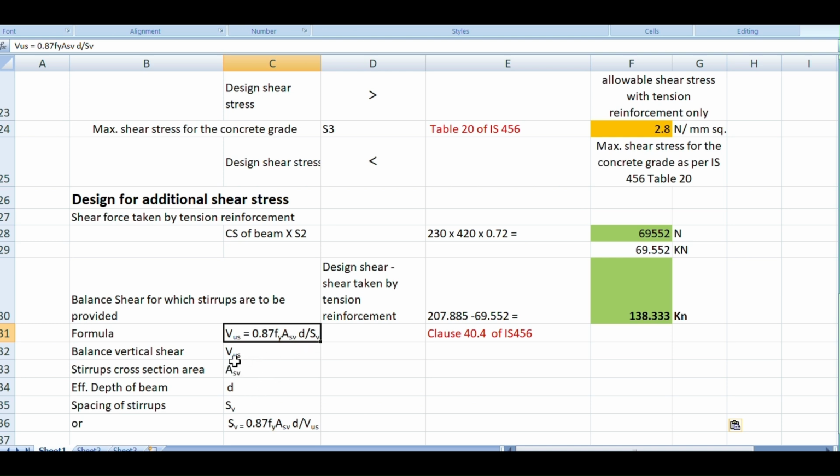What are the meanings? Vus means the balance shear, which we arrived at as 138.33 kilonewton, and Asv means the area of steel for vertical shear. d is the effective depth of the beam. Sv is the spacing of vertical stirrups. This formula can be written algebraically as Sv equals 0.87, with the denominator coming to the numerator and the numerator going to the denominator. The same formula comes like this.